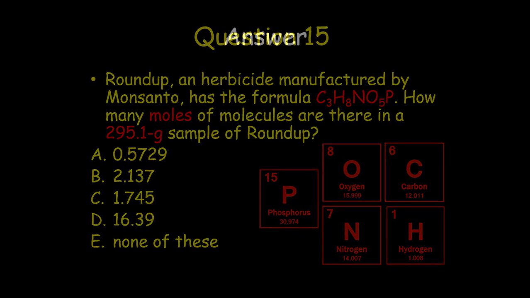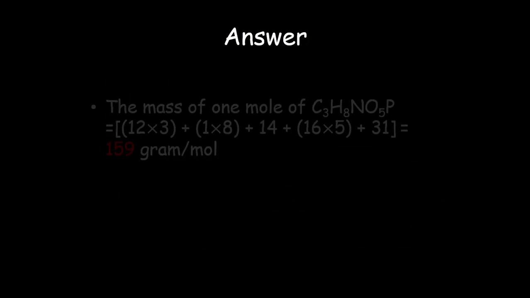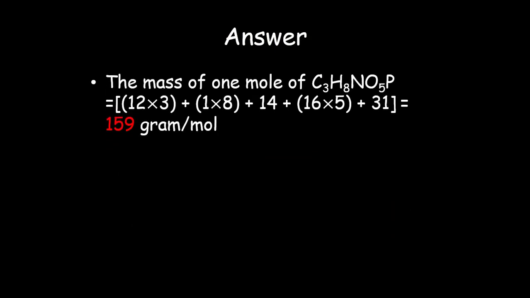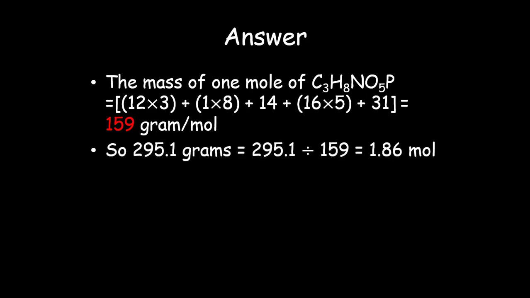Okay, next, the answer. The mass of 1 mole of C3H8NO5P equals 12 times 3 plus 1 times 8 plus 14 plus 16 times 5 plus 31, equals 159 gram per mole. So 295.1 grams equal 295.1 over 159, equals 1.86 mole. Okay, so the closest answer is C.